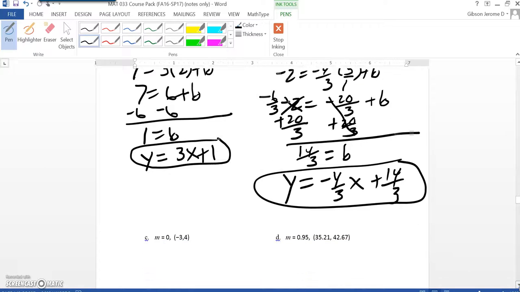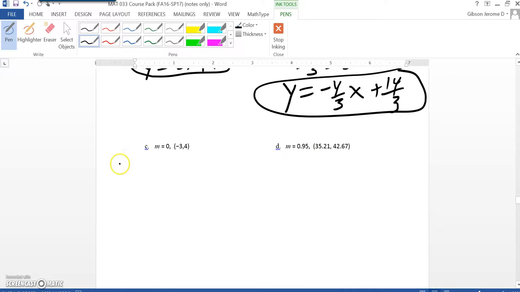Now, scroll on to C. Now they give us a slope of 0 and the point (negative 3, 4). Whenever we have a slope of 0, it's just whatever y is equal to. So your answer would just be y equals 4. So remember, if you have a slope of 0, look at what the y value is, and y is equal to whatever that number is.